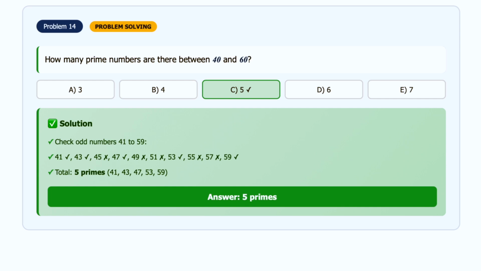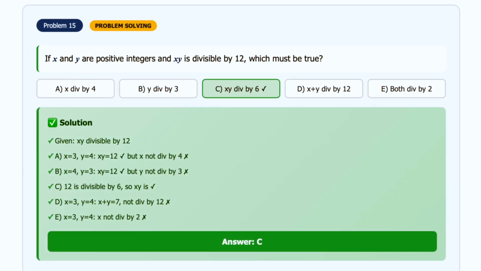The answer is C. Problem 15. If x and y are positive integers and xy is divisible by 12, which must be true? Let's test each option. Option A. X equals 3, y equals 4, xy is 12, but x is not divisible by 4. Option B. X equals 4, y equals 3, xy is 12, but y is not divisible by 3. Option C. Since 12 is divisible by 6, xy must be divisible by 6. That works. Option D. X plus y equals 7, not divisible by 12. Option E. X equals 3 is not divisible by 2. So the answer is C.